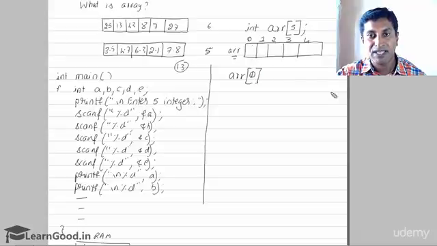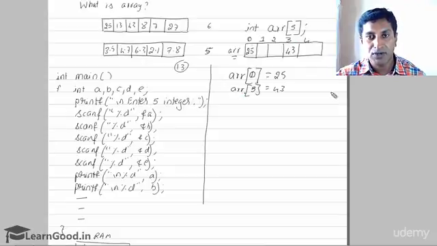So ARR of 0 equals, if I give 25 here, then 25 will be stored in this first place. If I give ARR of 3 equals 43, then 43 will be stored in the fourth location, because the index number of the fourth location is 3. So ARR of 3 equals 43 stores 43 in the index number 3 location. That's how each location is identified by a separate index number, and for all the locations a single name is assigned, that is ARR.